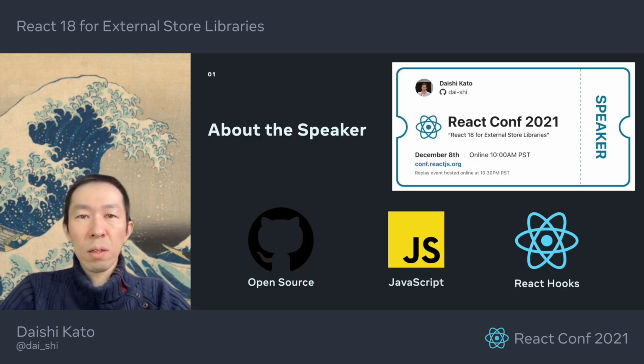Before diving into the talk, let me introduce myself. My name is Daishi Kato, and I'm from Japan. I have been using JavaScript from the beginning. I like open source, and my first JavaScript open source software is something I developed 9 years ago. It's a library to transpile code for tail call optimization.